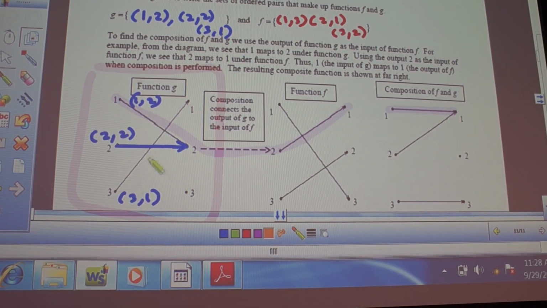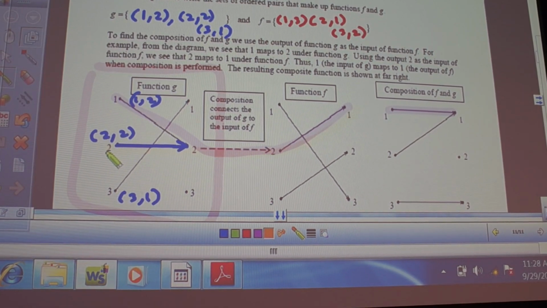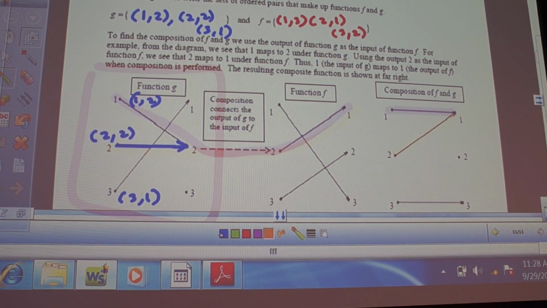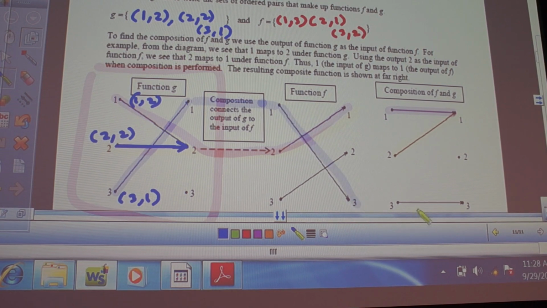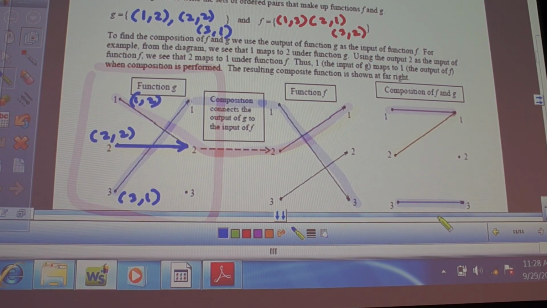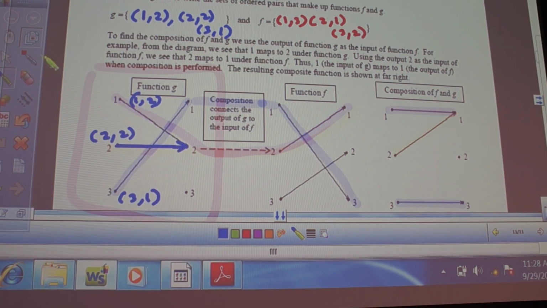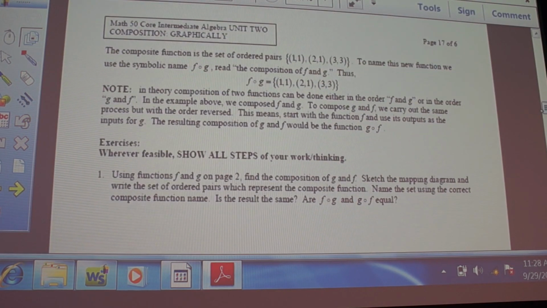What about 2? 2 goes to 2, and then goes to 1. So if I start off at 2, I'm going to end up at 1. Does that kind of make sense? And then the last one, if I start off at 3, I go to 1. And then from 1, I'll go down to 3. So 3 goes to 3, ends up at 3. Good? So it's kind of all we're saying with this. So it's all pretty cool, very straightforward.